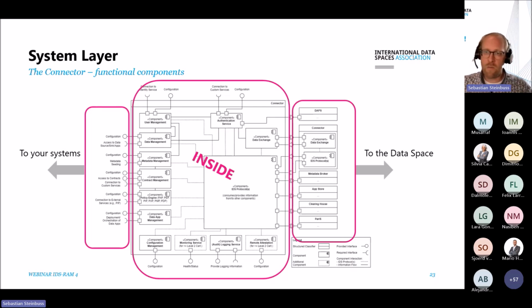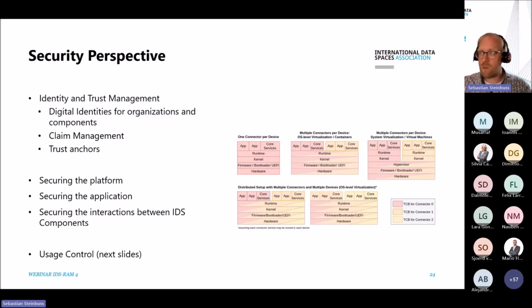I would like to switch a little bit to the security perspective as well. The security perspective has various different aspects. One is about identity and claim management, which is about digital identities for organizations, claims, trust anchors. And again, sneak preview, this is an aspect that we will have to update in RAM 5 a lot, to update it to more modern mechanisms.